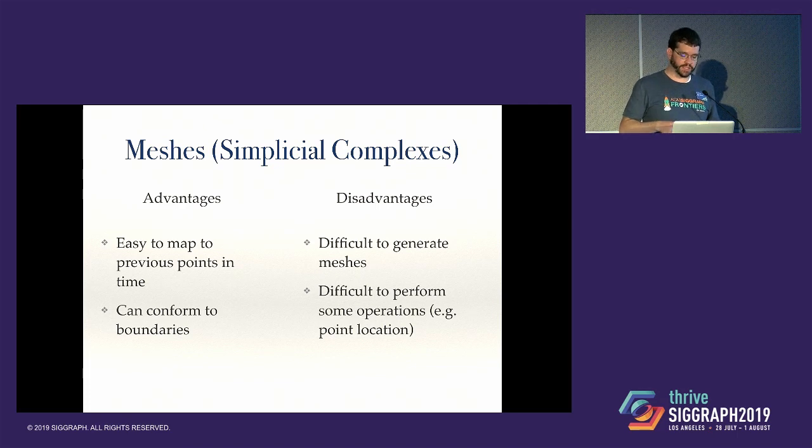A disadvantage is that it's really difficult to generate these meshes. There's some recent work, just in the last year or two at SIGGRAPH, that's robustly generating tetrahedral meshes, but this is recent work, right? Five years ago, this was really an open problem, and it's still pretty difficult. It's also difficult to perform some operations, such as point location. Often, if you want to do point location in a tetrahedral mesh, you build some auxiliary spatial map that allows you to do that quickly in something like log n time. Otherwise, you have to search every single element and ask, is this point in your element?